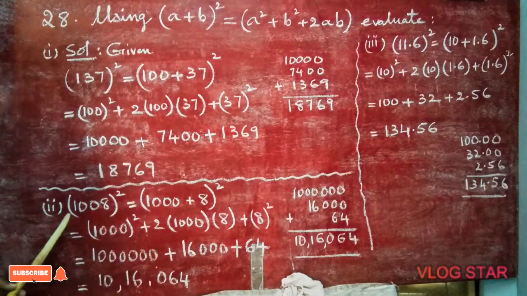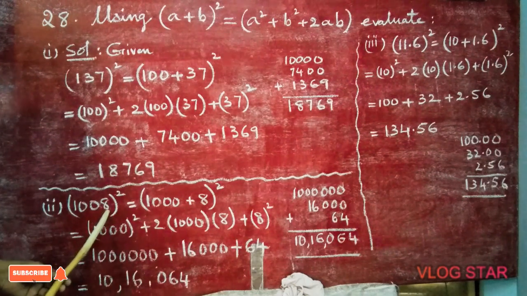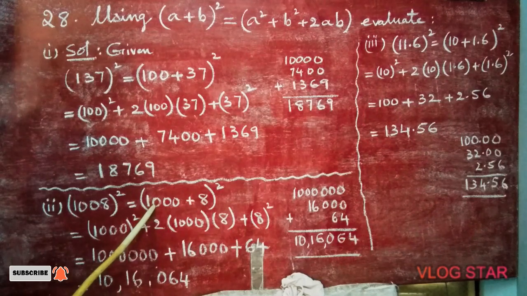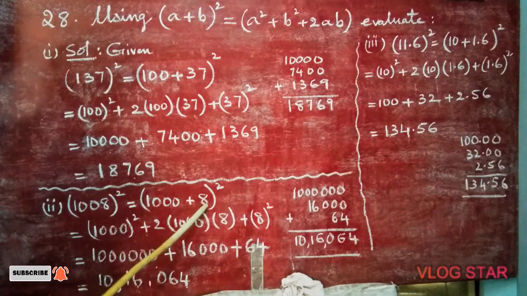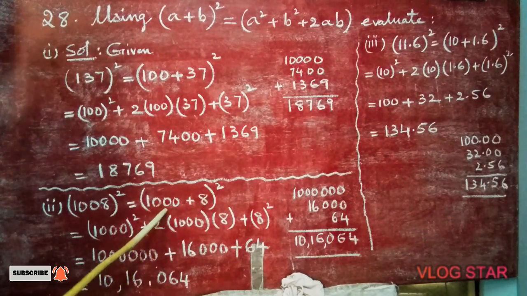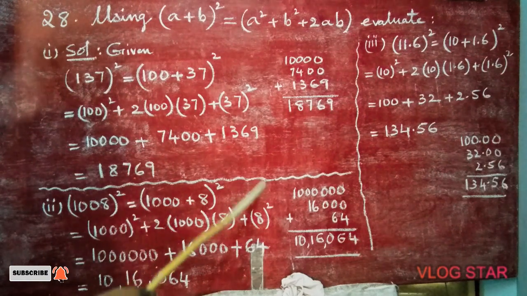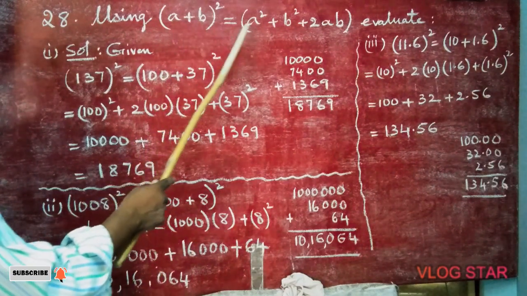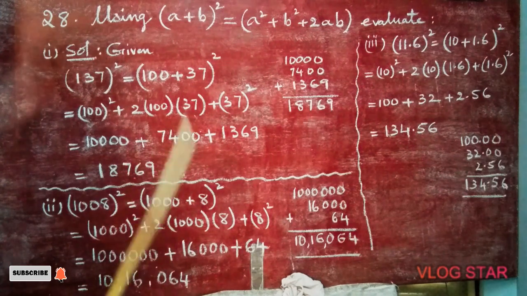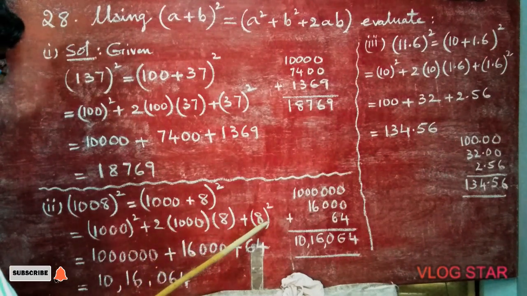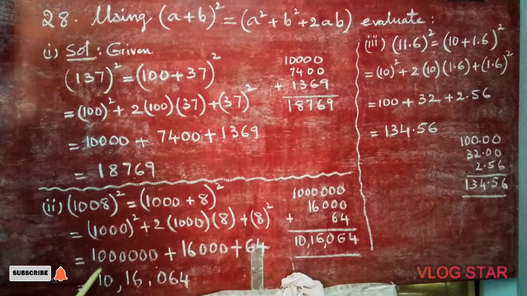Coming to the second bit. 1008 whole square is equal to, how I am writing, all of you see, (1000 plus 8) whole square. In the place of a, 1000 is there. In the place of b, 8 is there. You have to write the formula. It is in the form of (a plus b) whole square is equal to a square plus b square plus 2ab. You have to mention that.